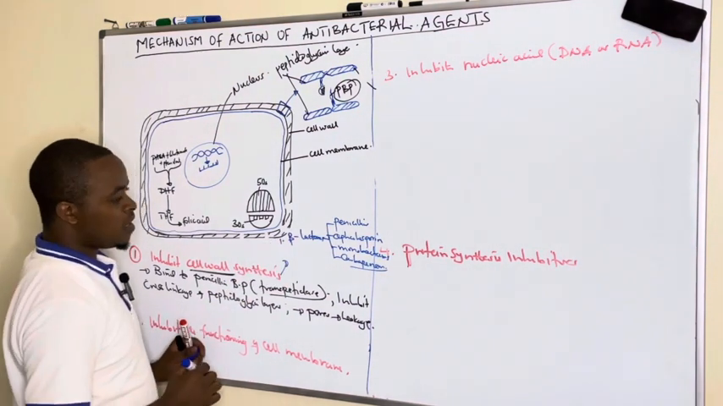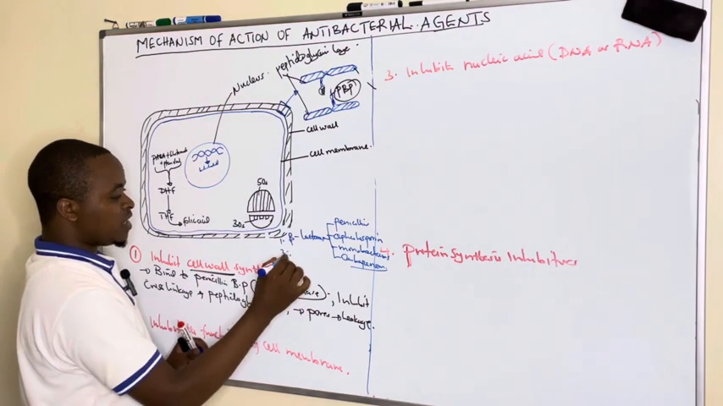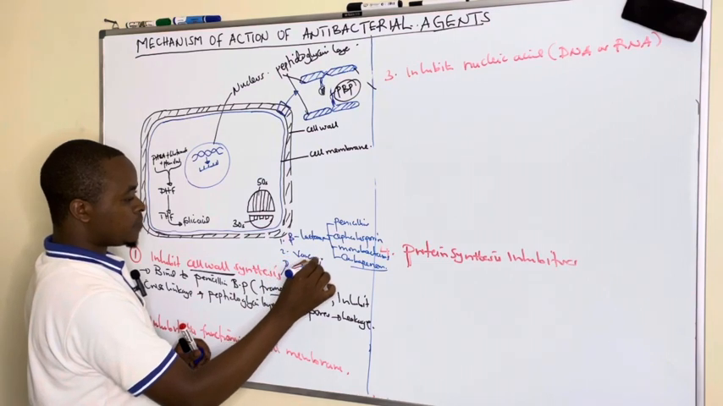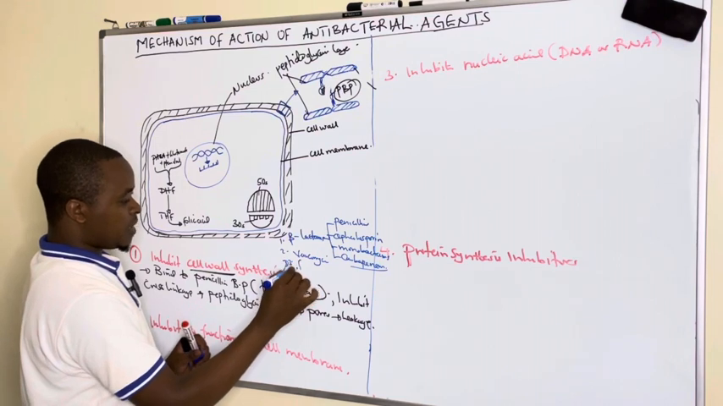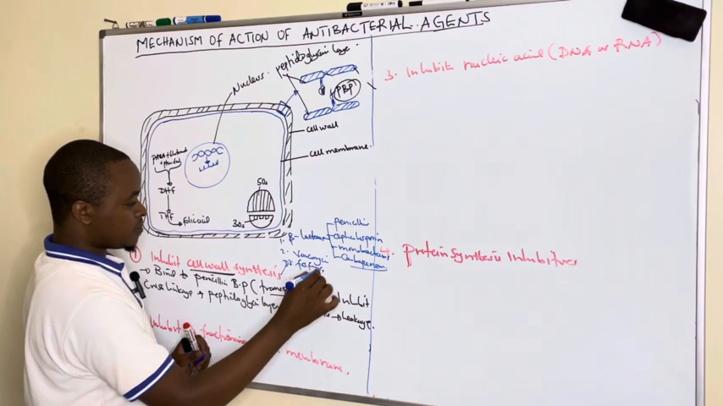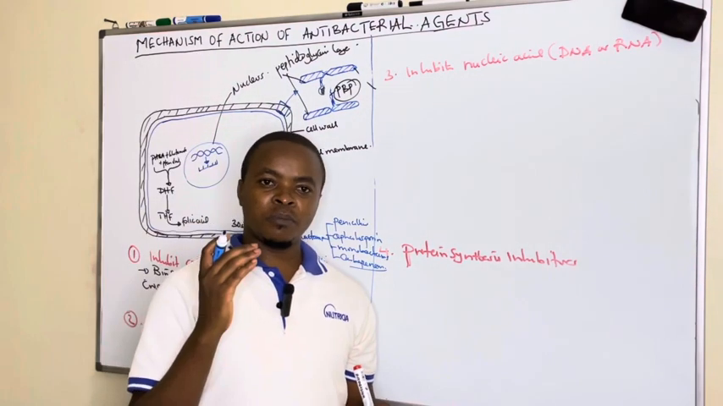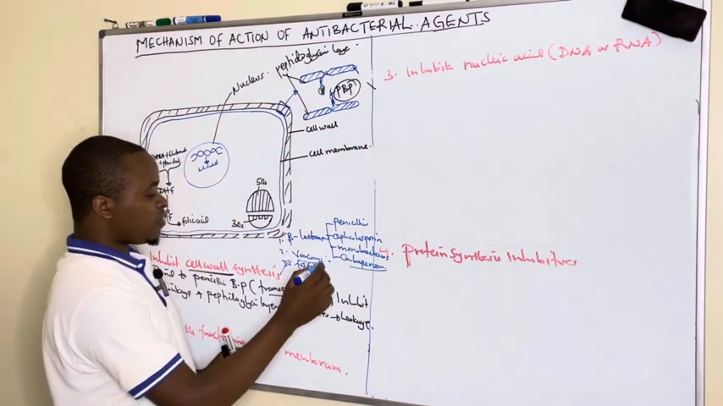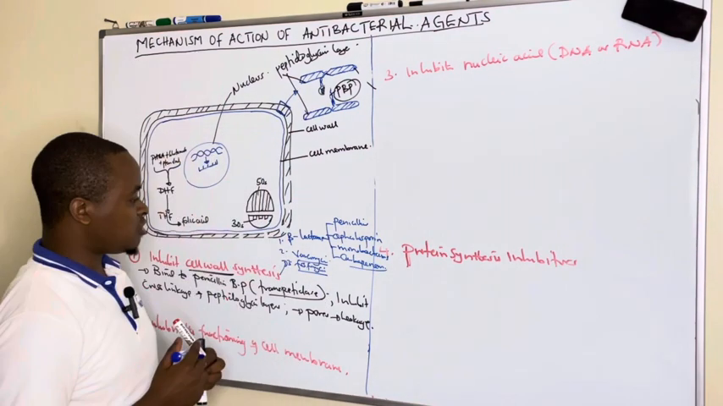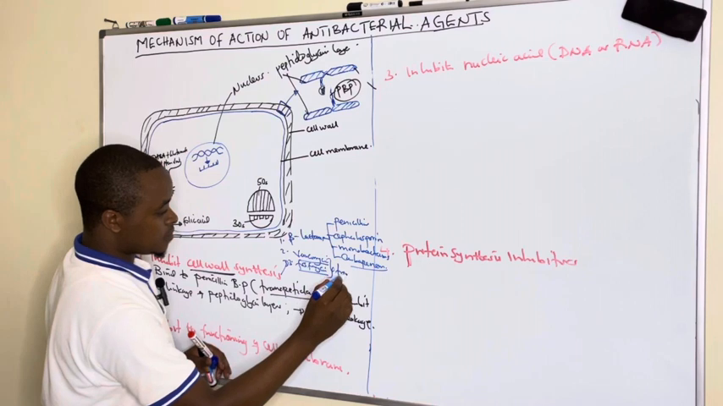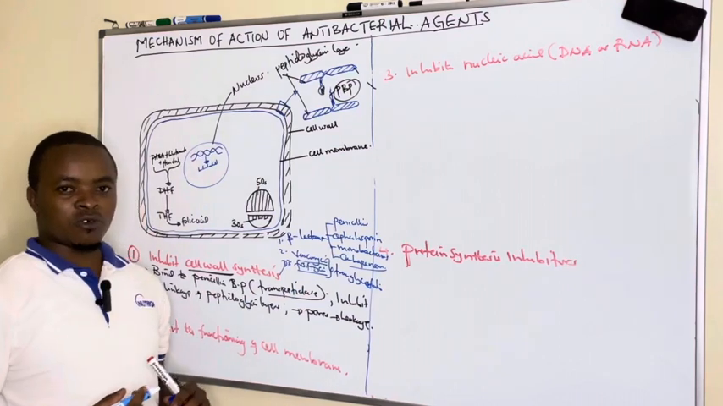So number one is beta-lactams. All of them have the beta-lactam ring, and other non-beta-lactam drugs include vancomycin and fosfomycin. Vancomycin and fosfomycin don't bind directly to the penicillin binding proteins. They inhibit transglycosylation, but in the end, they are inhibiting cell wall synthesis.